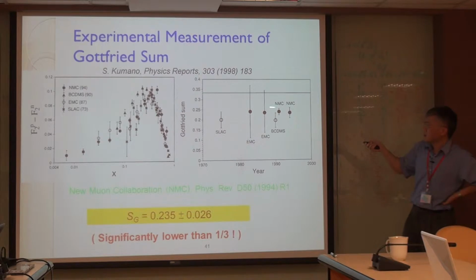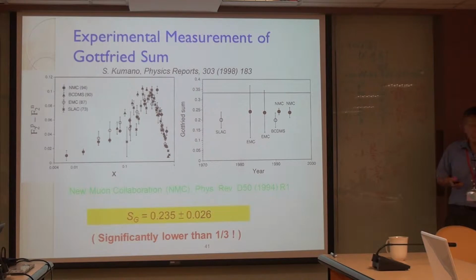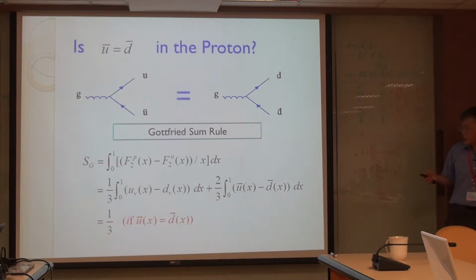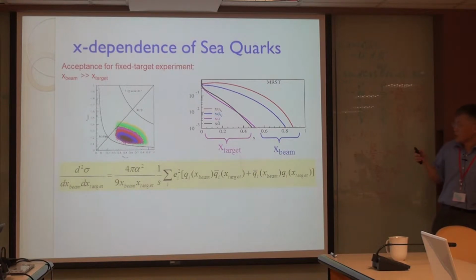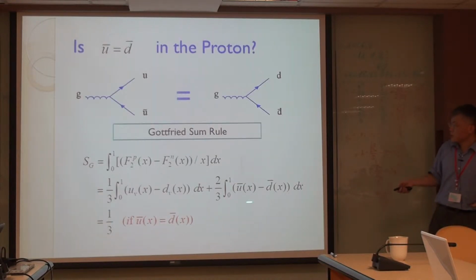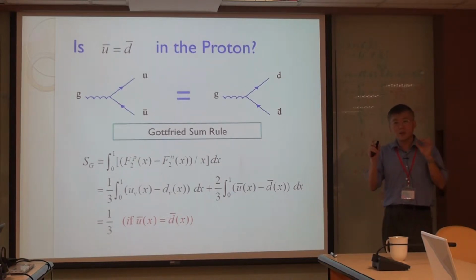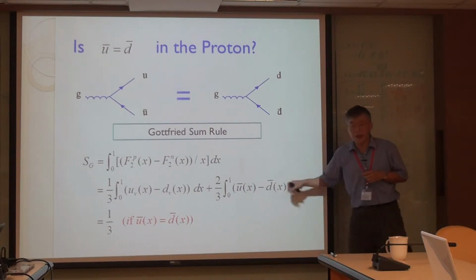And the experimental measurement of this Gottfried sum is actually strongly deviated from this 1/3. And this is the first evidence that thinking of a symmetric distribution of u bar and d bar inside the proton is too naive. Furthermore, because this Gottfried sum is an integral over x, basically we have no detailed idea about the real x distribution of this anti-quark.